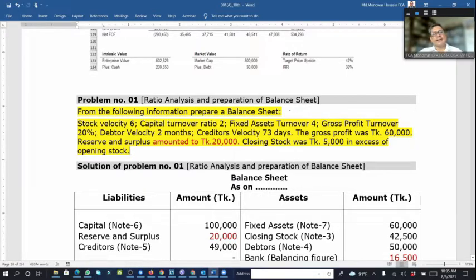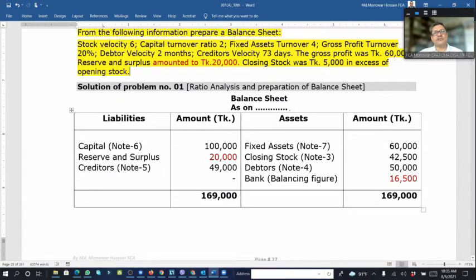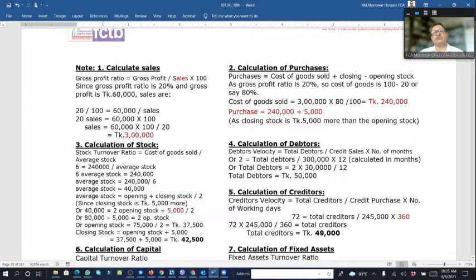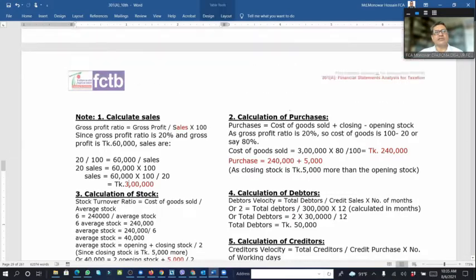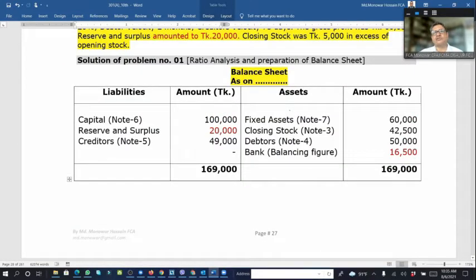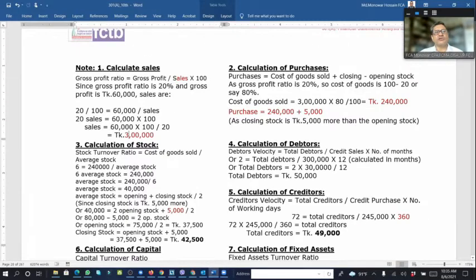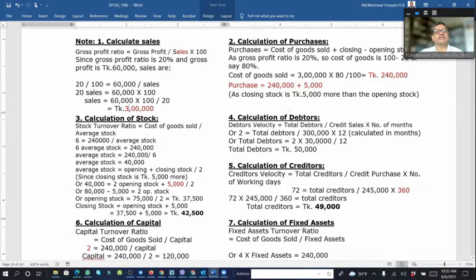So here if we go for the answer, this is your basic answer, balance sheet preparation. To prepare the balance sheet, first we have to calculate some ratios, and that amount goes into the balance sheet. So first of all, what do we have to calculate? We have to calculate the sale.